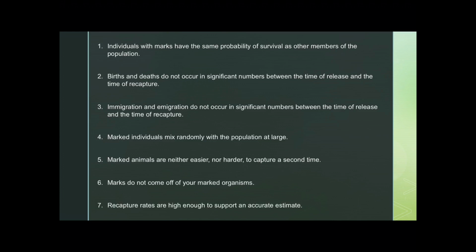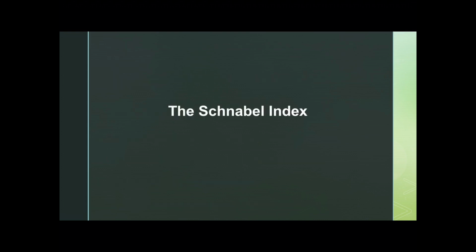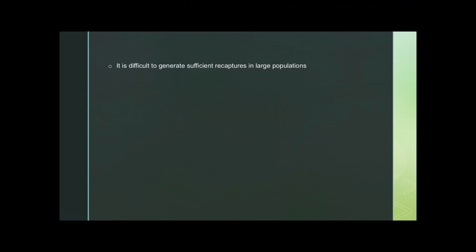And finally, we make the assumption that recapture rates are high enough to support an accurate estimate. Now, we know that this one, number 7, tends to be the biggest issue for ecologists. And so we tend to move into a situation where we do multiple recaptures, and that's what we're going to go through next. We've got the Schnabel Index, which will show us how it's possible to do the maths behind having multiple recaptures. And these provide a much better estimate for us.